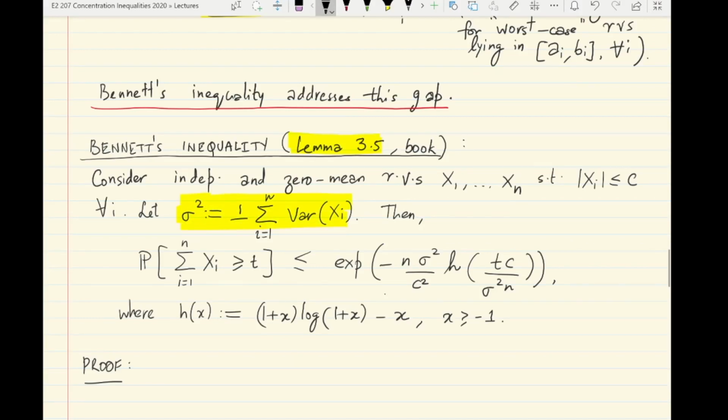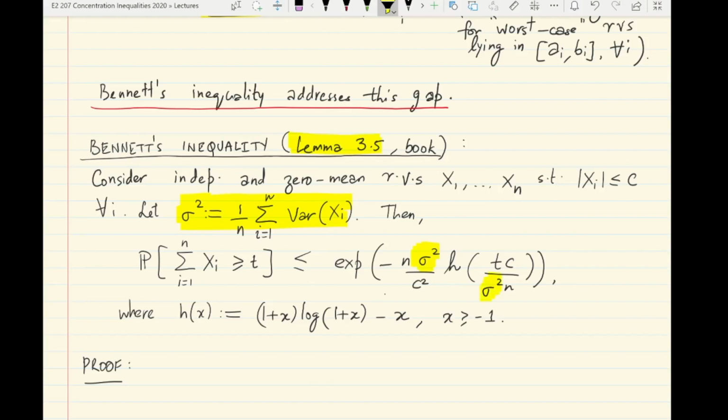It is not eta, it is n. So sigma square is basically their average variance. Then we can control the fluctuation of the sum of these independent random variables by a quantity that depends on the variance, the average variance here. So the sigma square appears here as well as here.